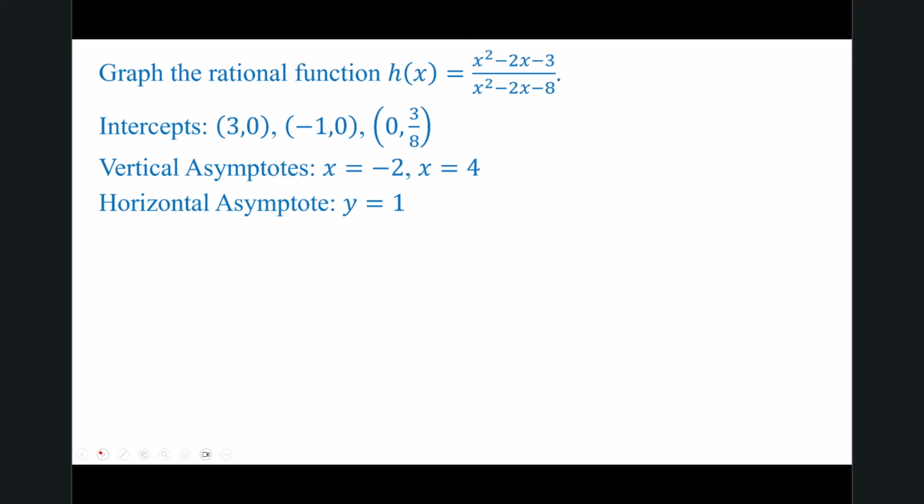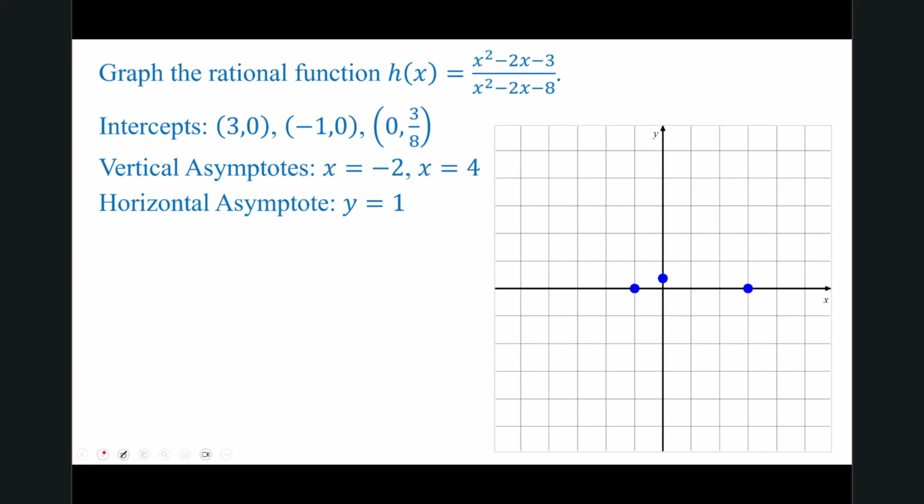Let's graph. Here are all the things we found. The intercepts at (3, 0), (negative 1, 0), and (0, 3/8), vertical asymptotes at x equals negative 2 and x equals 4, and a horizontal asymptote at y equals 1. So here are those intercepts, and here are the asymptotes.